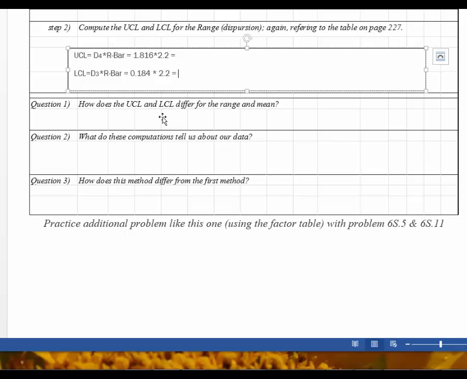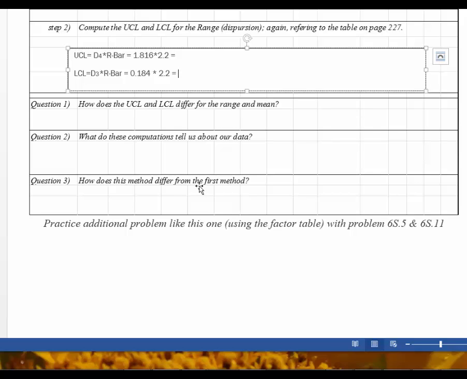Now, how does the upper control limit for the range differ from the mean? Well, the upper control limit for the range is a measurement of dispersion, how spread out the points are, versus the mean, which is the measure of central tendency. And what do all these computations tell us? Well, it tells us a little bit about our data. It tells us that our last two samples, 11 and 12, were too low and too high overall, but it also tells us that sample number 1 is out of control with respect to the range. So we've got somewhat of a problem with our data up above.